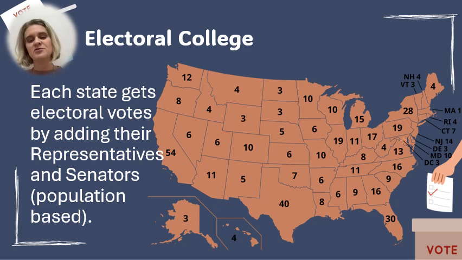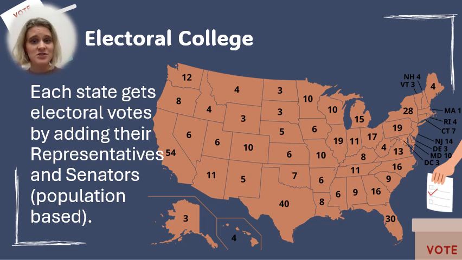So basically after the census every 10 years, they take the number of representatives for each state and add the number of senators that state gets. So that's two, and that is how many electors each state gets. If you look at North Carolina, you can see North Carolina has 16 electors or electoral votes. That means that we have 14 House of Representatives members and 2 senators, and that is how it's determined.